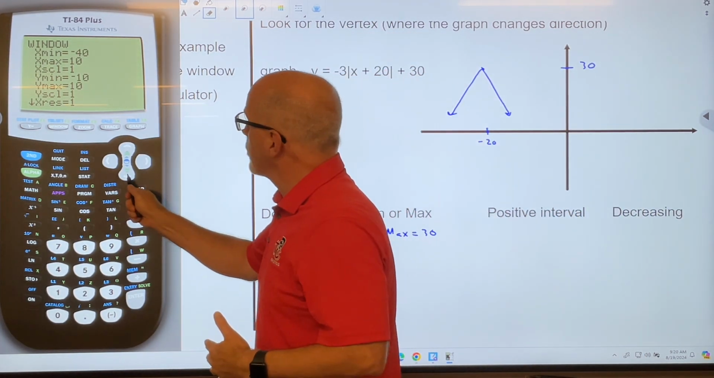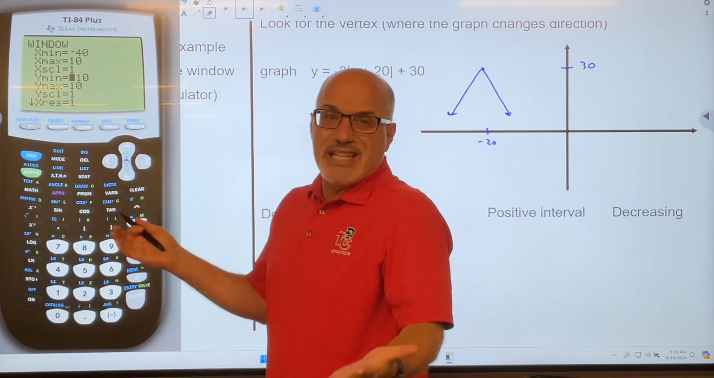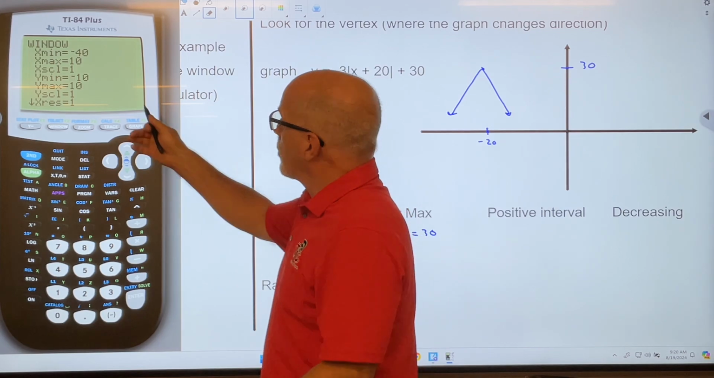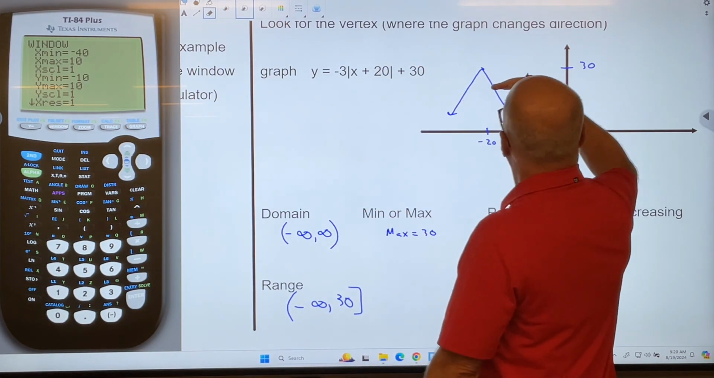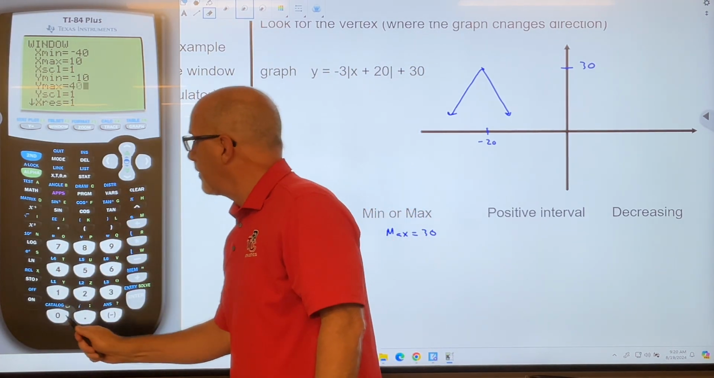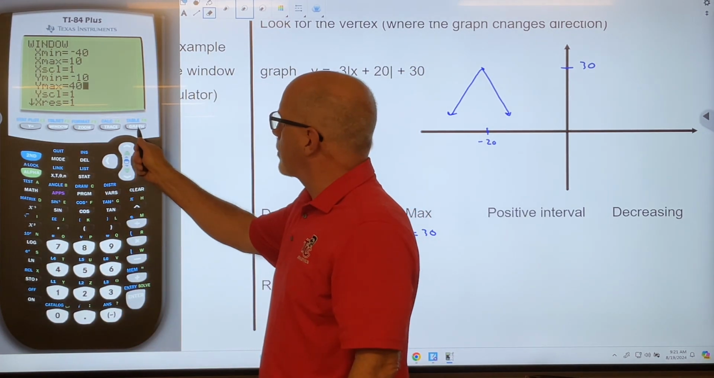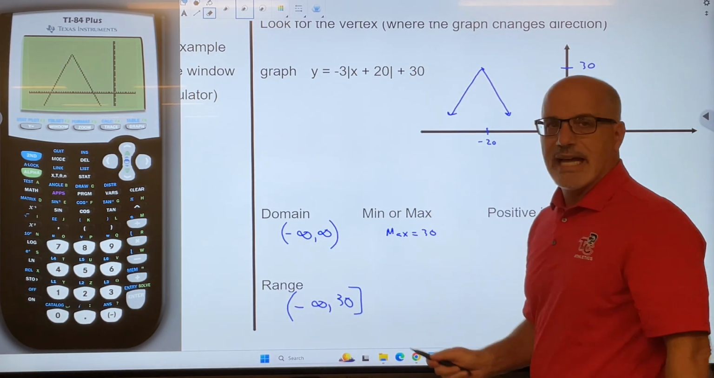So let's go down to the Y's here, arrow down to it. My negative, let's go ahead and keep it at -10. But let's figure out what my maximum should be. Well, I want to get up at least to 30, so let's go a little bit above 30. Maybe we'll go up to 40. And now we'll see what the graph looks like. There's my V going downwards.